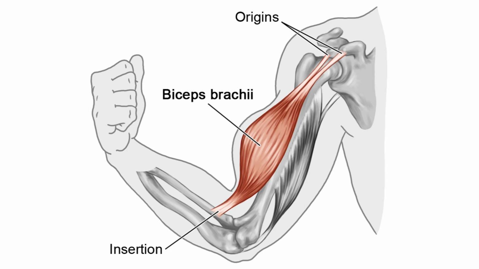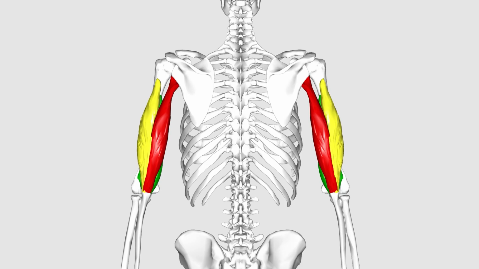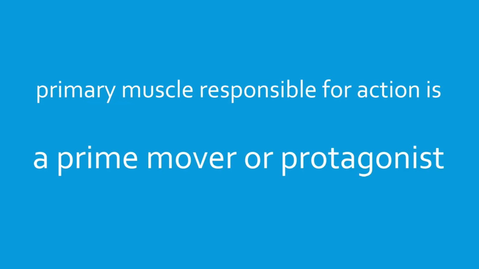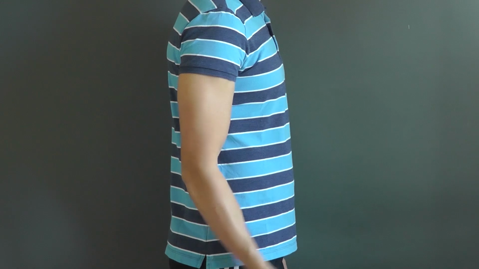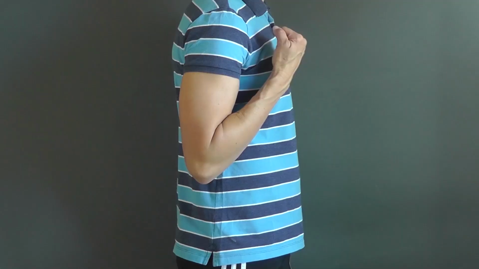Some muscles have heads. These are muscles that have more than one belly. The biceps brachii is a good example. Others are the biceps femoris and the triceps brachii. Like I said earlier, the action of a muscle is the movement a muscle causes when it contracts. There are prime movers or protagonist muscles. This is the primary muscle that is responsible for a certain movement. So if you're contracting and moving your forearm towards your shoulders, your biceps brachii is the prime mover or protagonist.